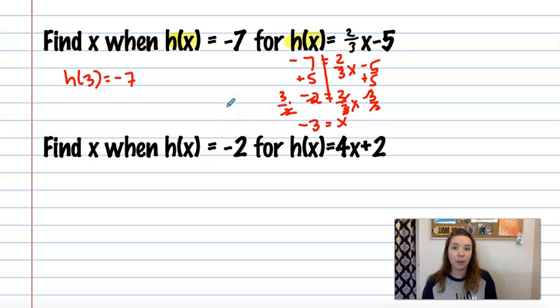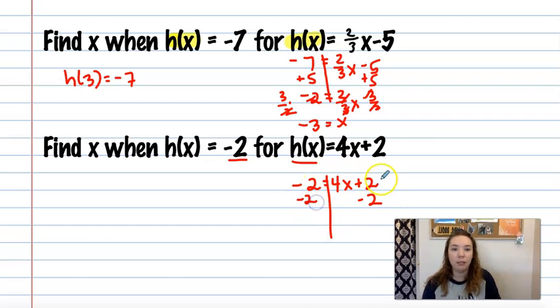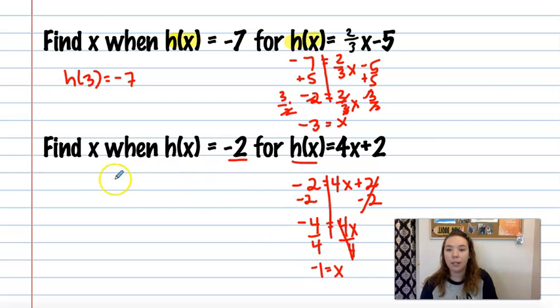All right, so we'll do another one of those. Here we have h of x is negative 2. So I'm going to have negative 2 equals 4x plus 2. And then I'm going to solve for x. So I'm going to subtract 2 from both sides. And then divide by 4 on both sides. So this is my input. I have an input of negative 1 and an output of negative 2. So that's how we would write it in our function notation.